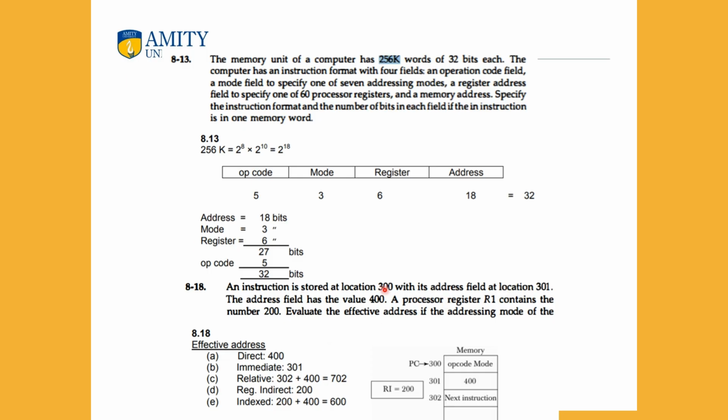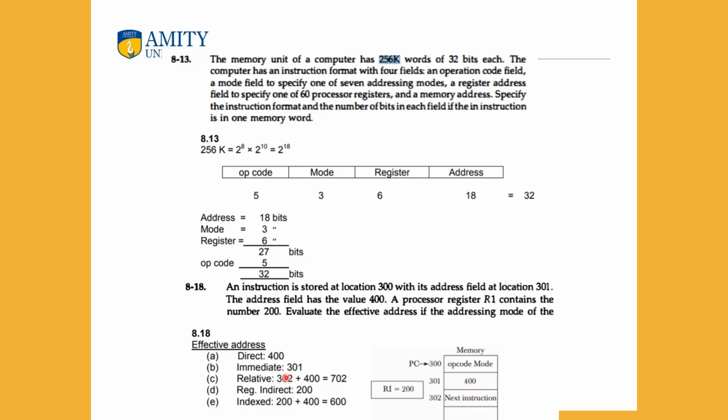Now we have the instruction that is stored at 300. So we have an instruction stored at the location 300, and its address field is stored at 301. The address field has the value 400 stored into it. A processor register R1 contains the number 200, so this is the processor value. Evaluate the effective address in the following modes. So the direct address will be 400. Okay, so the direct address towards the data that we have is 400.